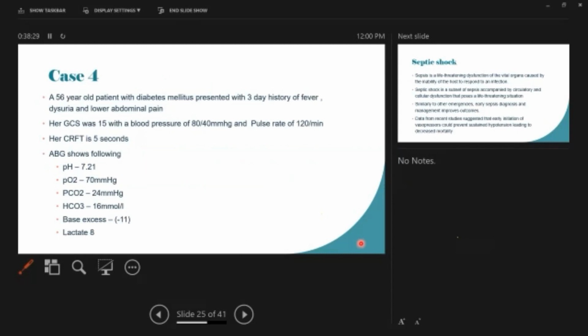So next case, we have a 56-year-old patient with diabetes mellitus presented with a 3-day history of fever, dysuria, and low abdominal pain. GCS was 15, blood pressure 80/40, and pulse rate 120, with a prolonged capillary refilling time. This is the blood gas, which shows metabolic acidosis with high lactate. Looking at this history and the background, we can say this patient is in septic shock because the blood pressure is already low.